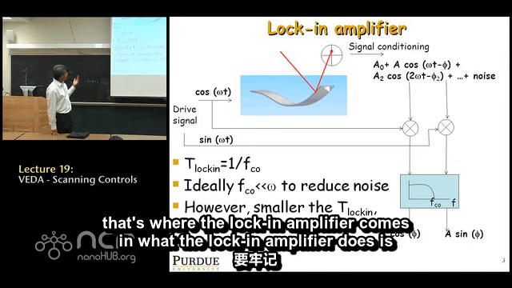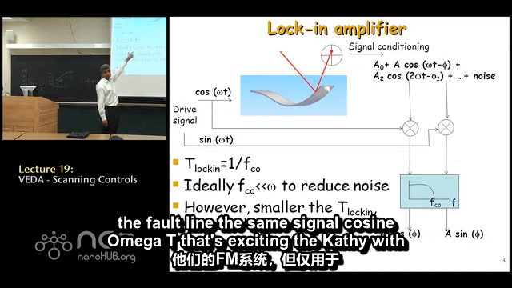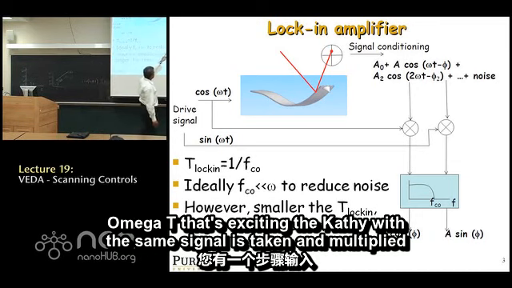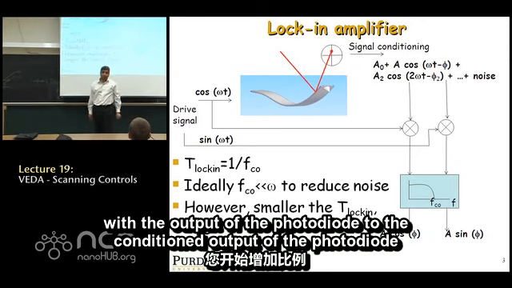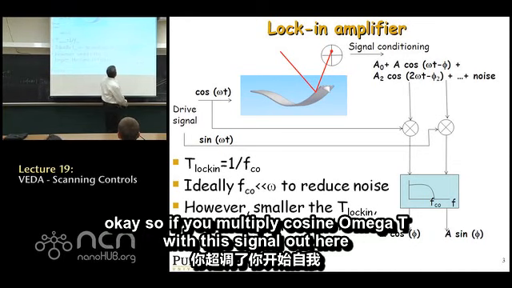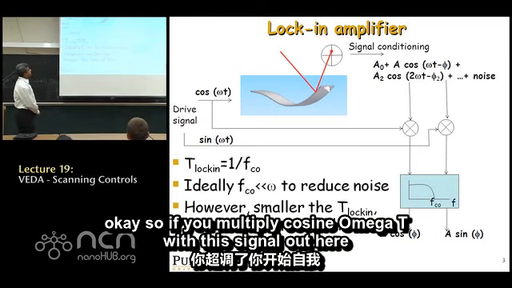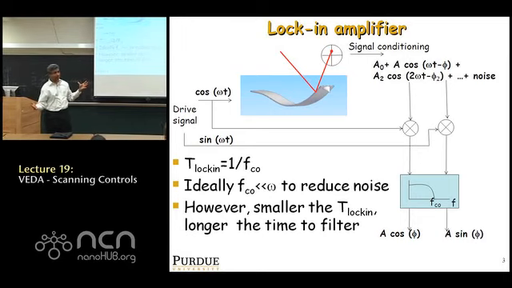What the lock-in amplifier does is the following. The same signal cosine omega t that's exciting the cantilever is taken and multiplied with the conditioned output of the photodiode. If you multiply cosine omega t with this signal, you will notice two things happen. The intent is you multiply the signal and you integrate it over time. So let's see what the intent is, and we'll see how it's actually accomplished.